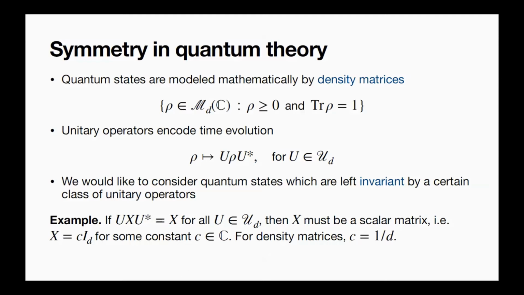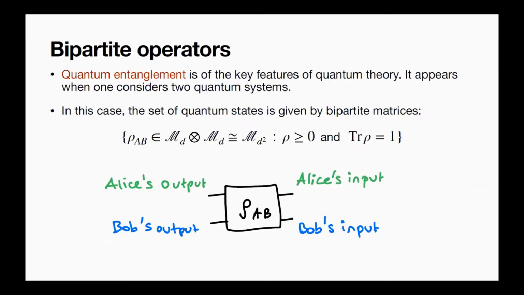Let's move to a more interesting situation, that of bipartite operators. Things get interesting in quantum theory when you don't have one Hilbert space, but you have two Hilbert spaces, and you look at the tensor product. In most of this talk, I'll be concerned with this bipartite setting, where I'm looking at states which are shared by Alice and Bob. Alice has a d-dimensional subsystem, and Bob has a d-dimensional subsystem. These states are again density matrices, so they are positive semi-definite and have trace 1. They live in this larger matrix algebra of size d squared.